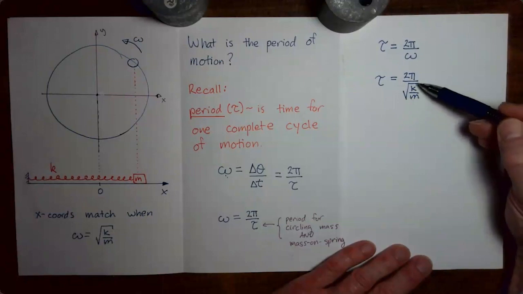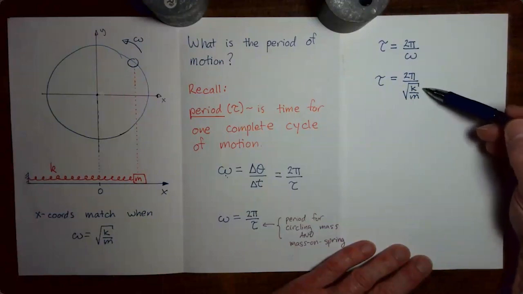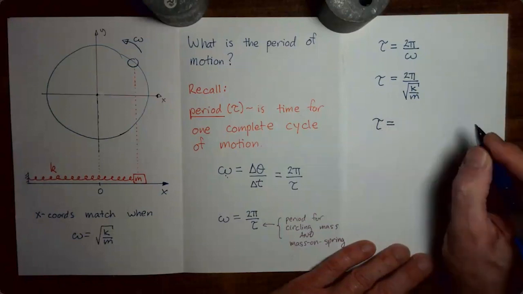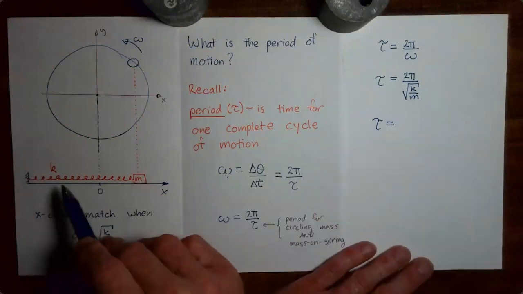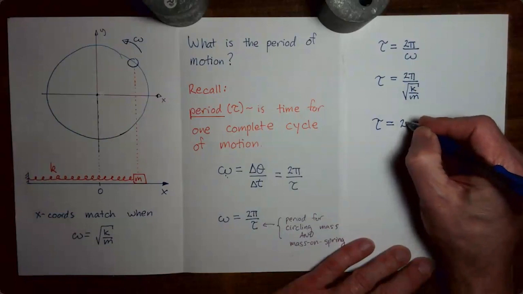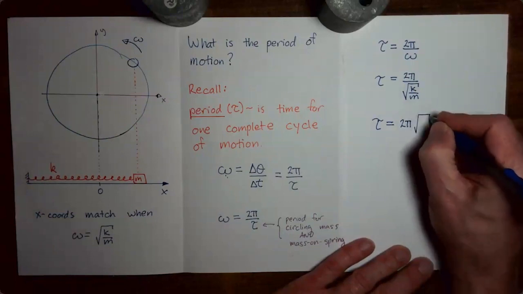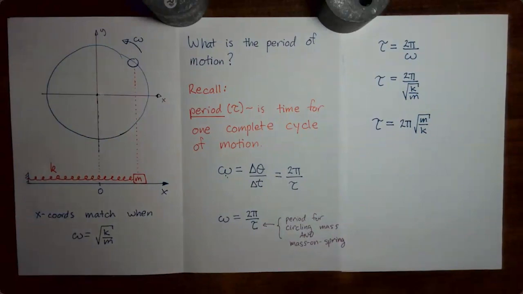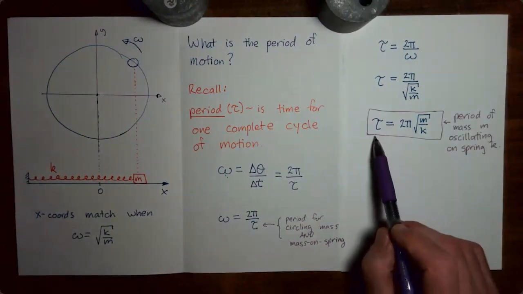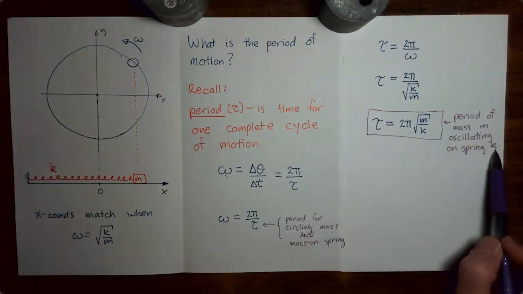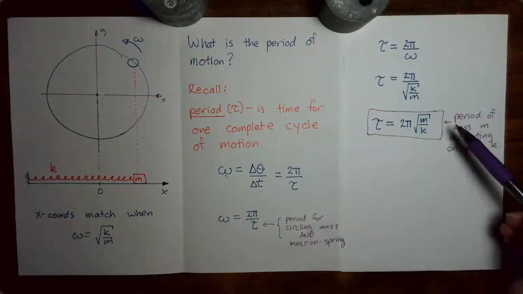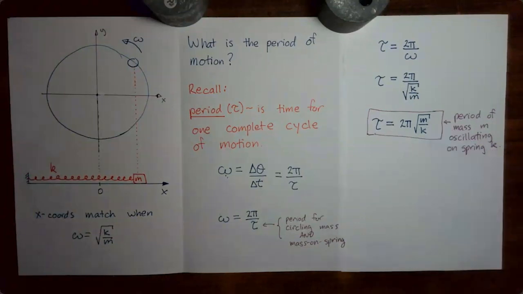So now let's take this expression in the denominator and flip it up into the numerator. And now we have our expression for the period of a mass oscillating at the end of a spring. It is 2 pi times the square root of the mass divided by the spring constant. So we have then that the period of a mass m oscillating on a spring with spring constant k is 2 pi times the square root of the mass over the spring constant.